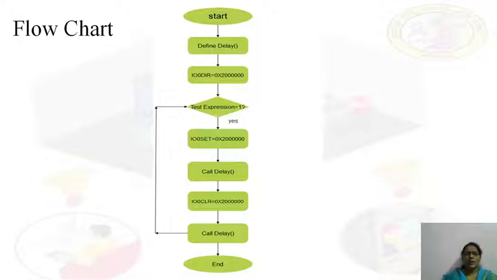Then while, inside the while loop, IO0SET is equal to, again pin P0.29. That means again the same value 20. So this is to be set, and then call the delay function. After the delay, it is to be turned off.